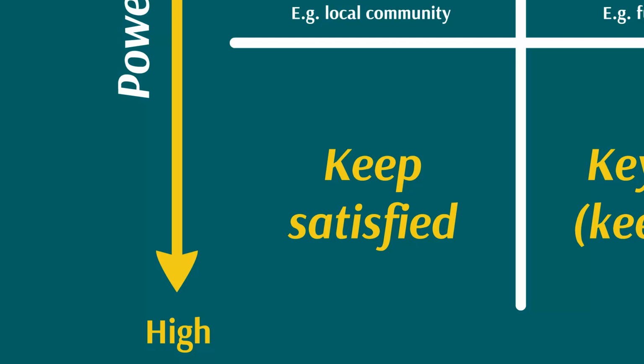Now, of course, they've got high power because they can impose laws, rules, and, as you can see on screen, taxes. And the organization has to respect those laws and abide by them. But they're low interest because, compared with a full-time employee, the government has very little interest in the day-to-day running and the strategic changes of an individual organization.